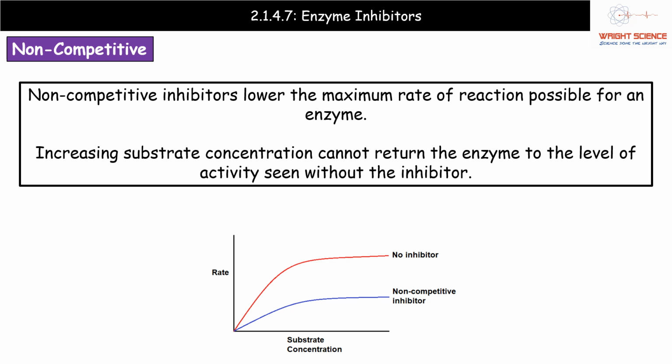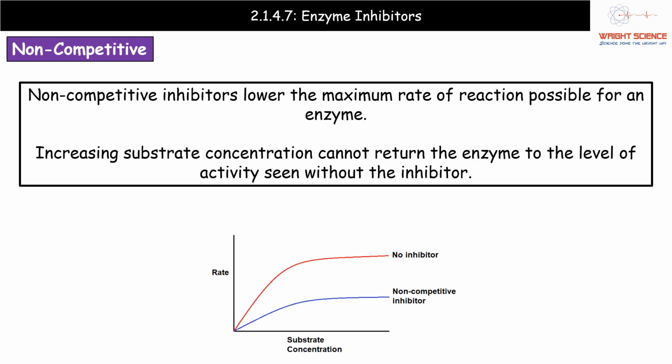If we now consider that same graph that we looked at with our competitive inhibitor, substrate concentration on the x-axis, rate on the y-axis. We've got our red line, which is showing the rate of our reaction with no inhibitor, and then we've got this blue line, the lower line, which is that same reaction, but we've added a non-competitive inhibitor. The key difference between these is, unlike our competitive inhibitor, where they both reach that same maximum rate of reaction, the non-competitive inhibitors do not reach that same maximum rate of reaction. They in fact lower the maximum rate possible.